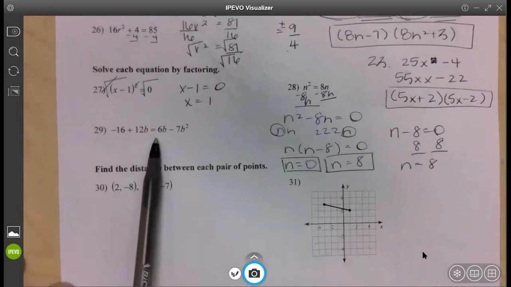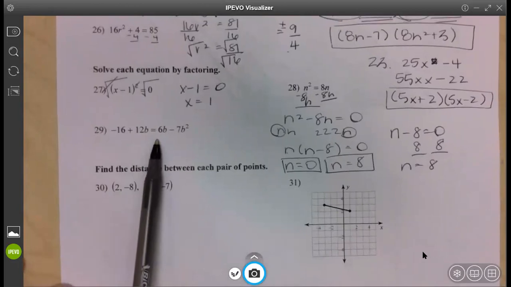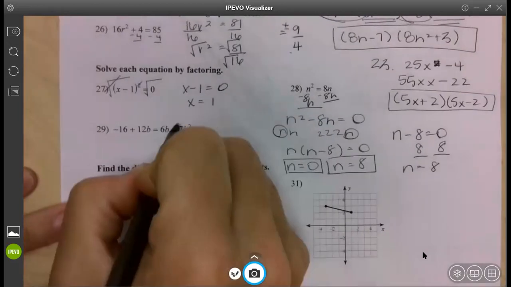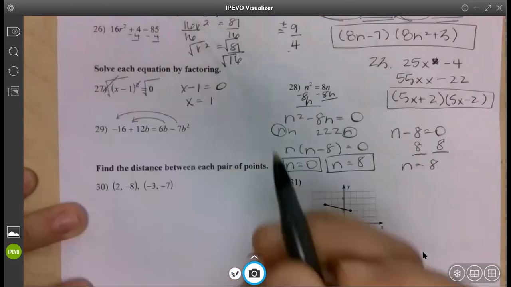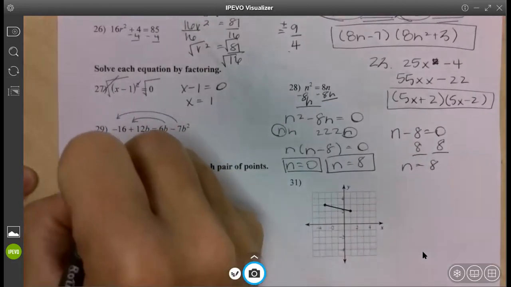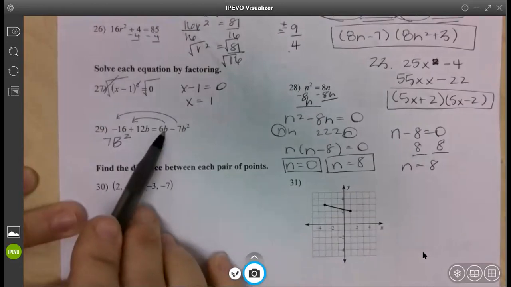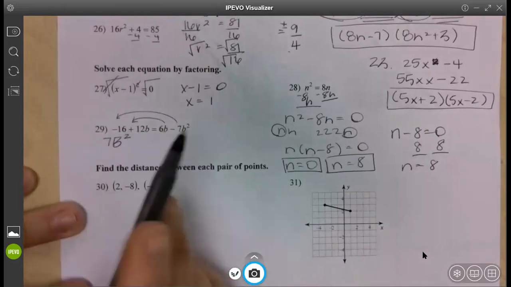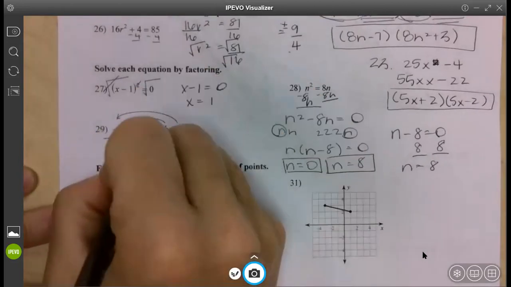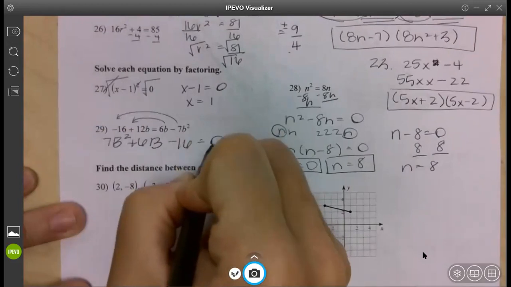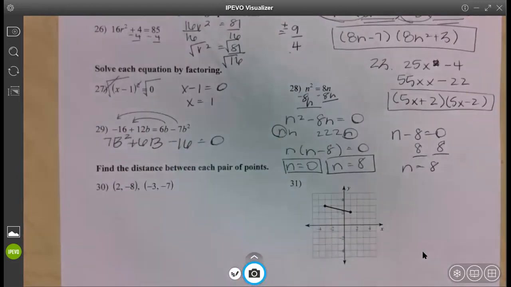29, you can just put into Desmos like I showed you, or you can factor it and solve it. If you're going to factor it, you want to make sure that that square term is positive. So I'm going to move it and this b to the other side. So I'm going to have 7b squared. I'm going to move this 6b, so I'm going to subtract it. 12 minus 6 is 6b. And then I have a negative 16 over there. Now it's just like the beginning where you factor it. You would have to slide and divide this one.